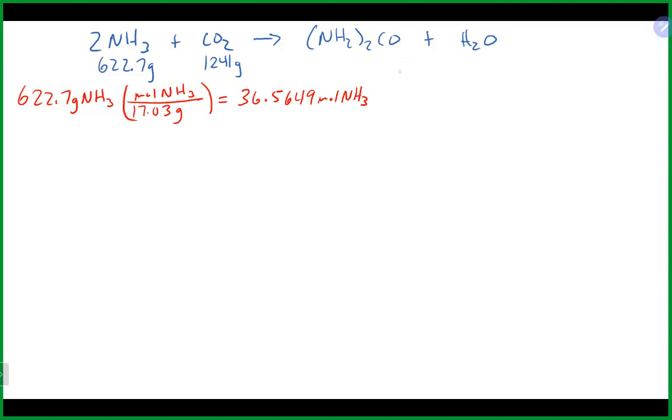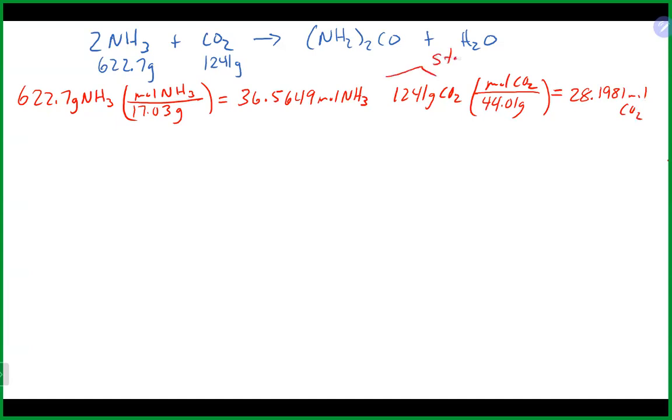I'm going to do the same thing here with my 1241 grams of CO2. And I'm going to use the molar mass from the periodic table, but once again, they gave it to us here, which was nice. And that's going to get me 28.1981 moles of CO2. Once again, taking it to a couple extra digits. This is our starting amount. And again, it is a limiting reagent problem.